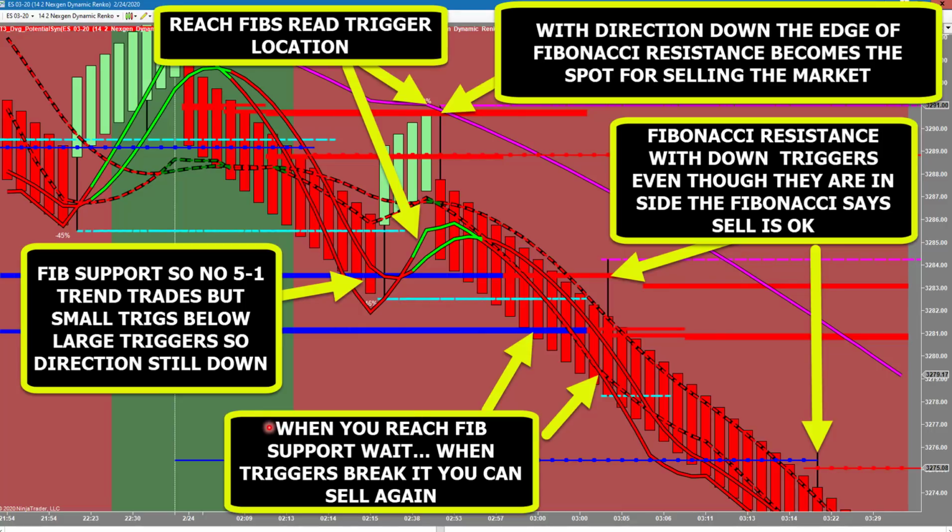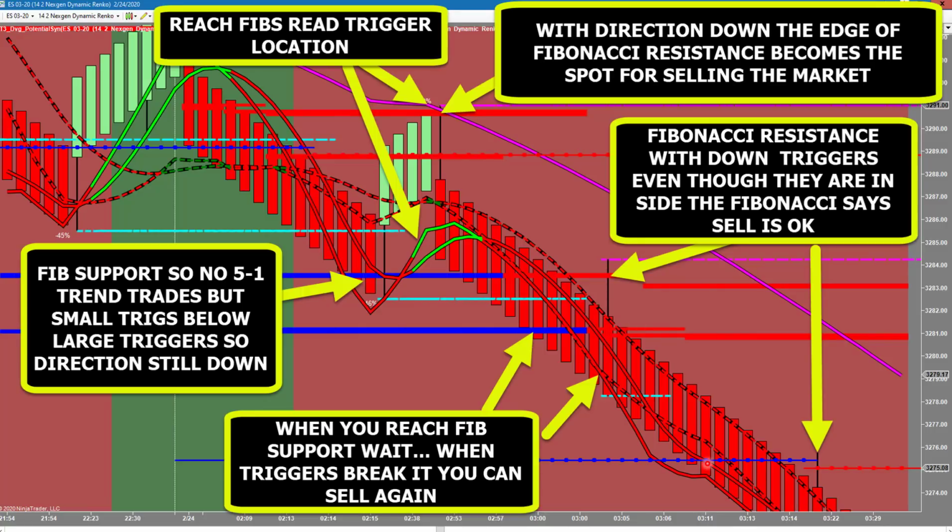Now, when we reach a fib, you have to know what to do. So you wait. And one of two things is going to happen. The triggers are either going to roll back up from the fib or they're going to break. And if the triggers break, you're going to sell pullbacks to resistance again. And again, we don't know what's going to happen. We don't need to know what's going to happen. What we need to know is, what do the triggers say? What do the areas say? And when they agree, we end up with a trade.